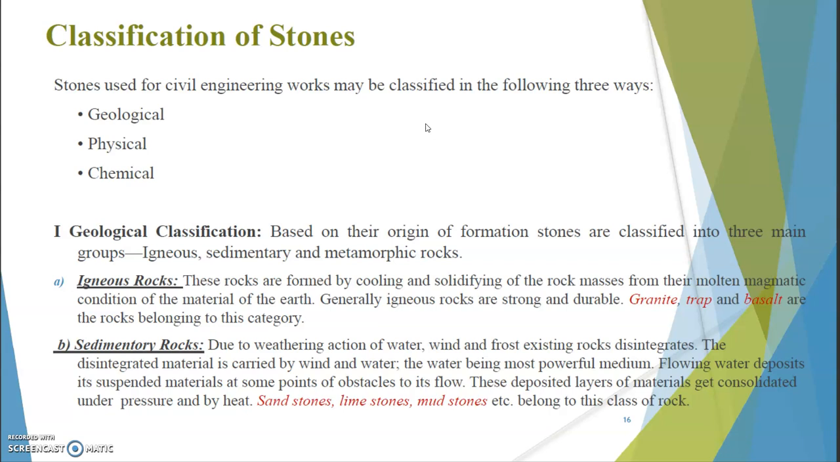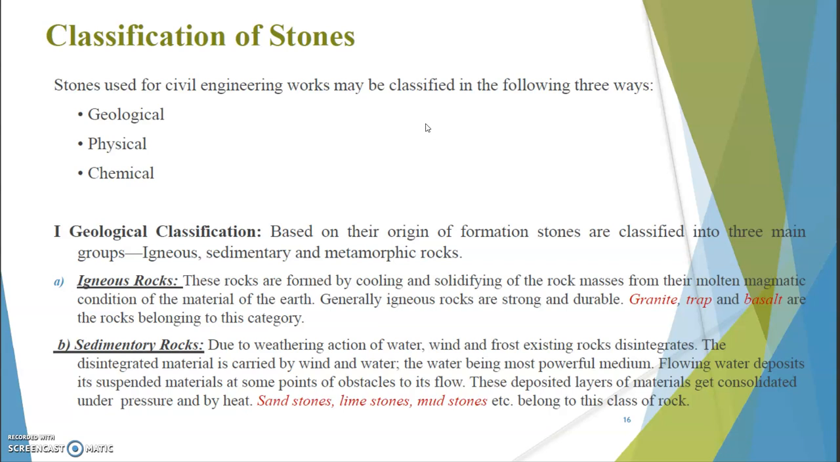So how are the stones classified? Understand here, stones indicate rocks as well, so they are interchangeable terms. Classification of stones. Stones used for civil engineering works may be classified in the following three ways: geological, physical, and chemical classifications.